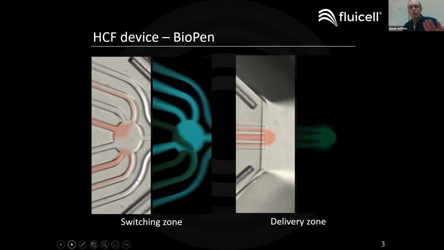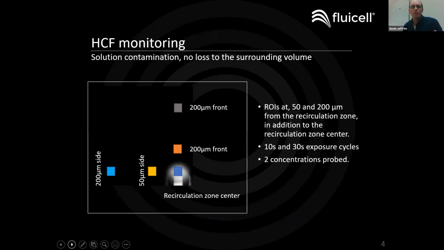However, when we are dealing with these hydrodynamically confined flows, we want some sort of validation that, okay, if we're going to introduce liquid A into liquid B, we don't get lost to the surrounding area. This is very important when you're using agonists, antagonists or doing any sort of electrophysiological readings. You want to have confidence in your platform.